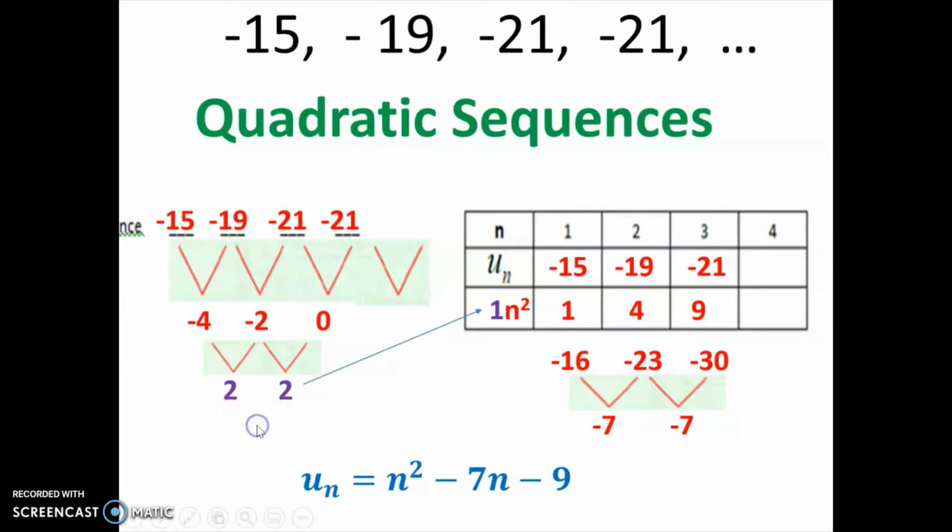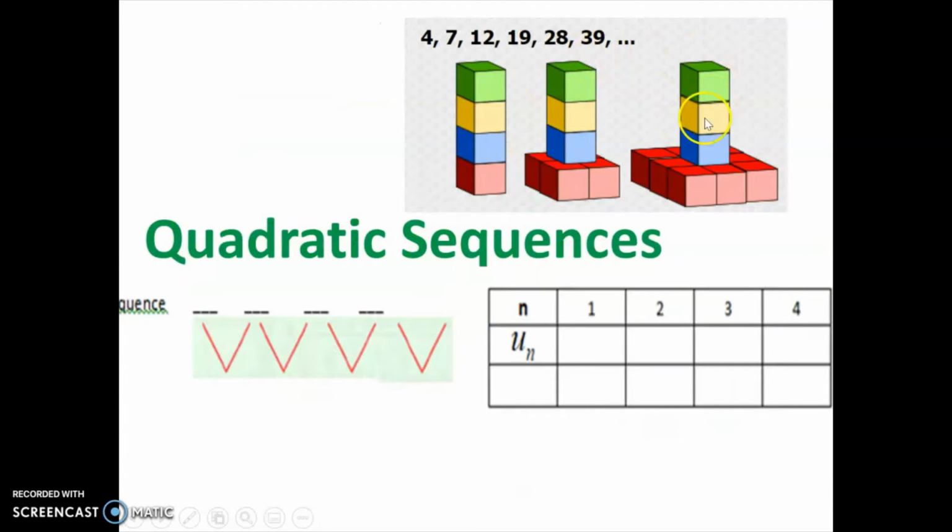Okay, let's try another one. So here's the image you saw in the opening slide of this video lesson. You can see a sequence written here. It is quadratic. So go ahead, go through the process, and come up with the rule to model this quadratic sequence.